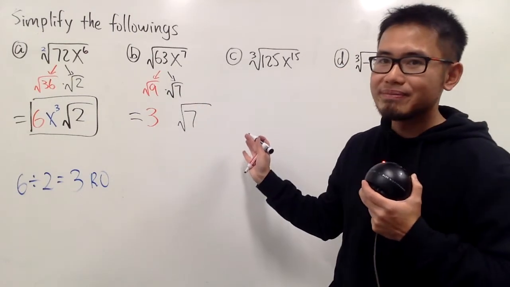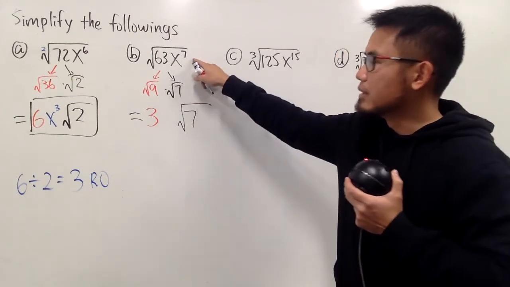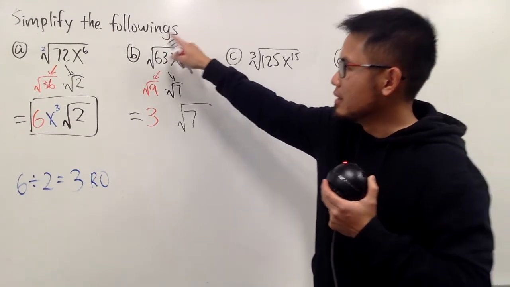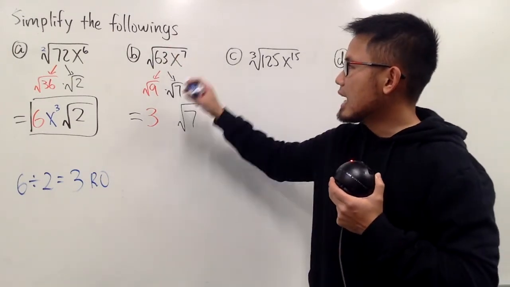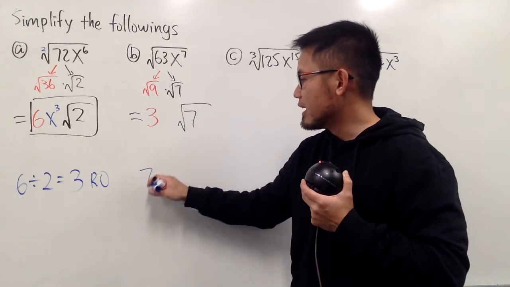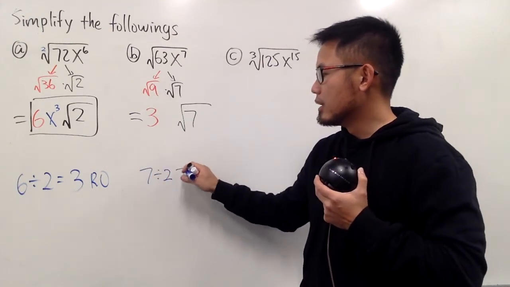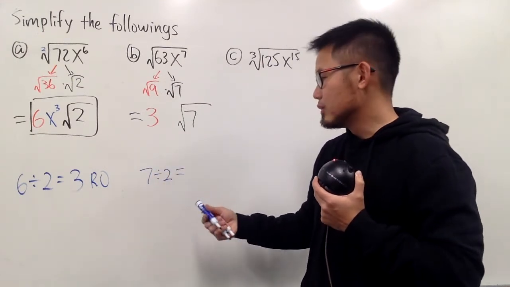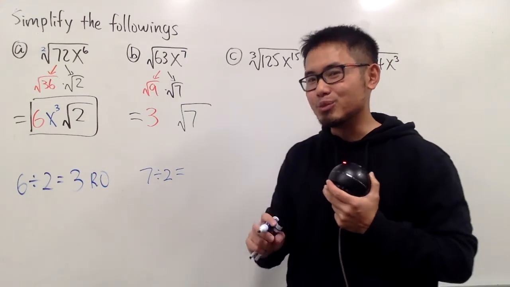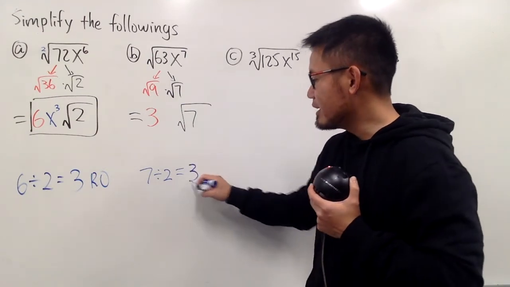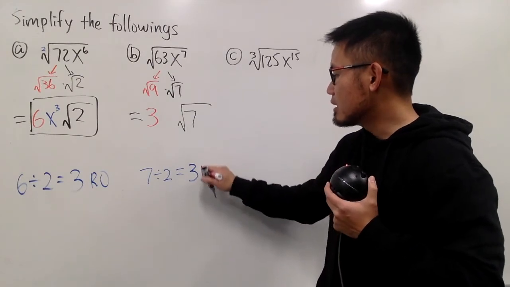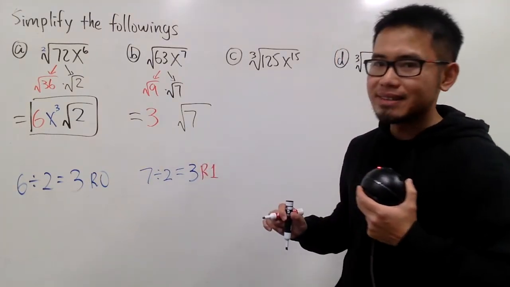So this is what we have, okay? And here we have to take care of the power in the radical. This time we have 7, so we have to do 7 divided by 2. What's 7 divided by 2? Don't say 3.5, because we need a remainder. This right here is 3, but the remainder is 1.